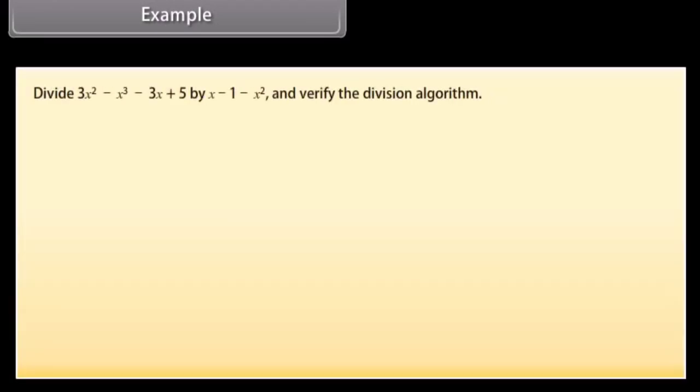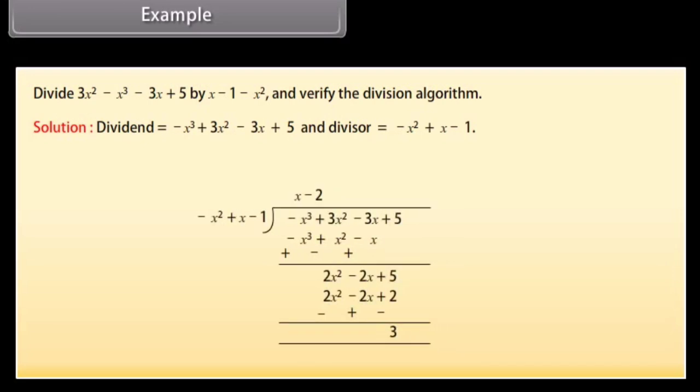Example. Divide 3x square minus x cubed minus 3x plus 5 by x minus 1 minus x square, and verify the division algorithm. Solution. Firstly, we will write both the dividend and divisor in decreasing orders of their degrees. Dividend is equal to minus x cube plus 3x square minus 3x plus 5, and divisor is equal to minus x square plus x minus 1. By dividing, we get quotient is equal to x minus 2 and remainder is equal to 3.